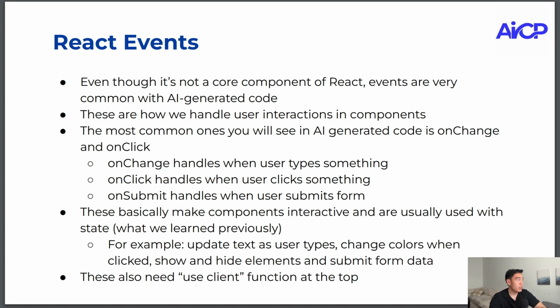So we had a button with the onClick event that would change the state of the button from liked to not liked. And then apart from this, we also have onSubmit, which handles when a user submits a form. So these basically make components interactive and actually are used with states, which we learned previously. So for example, you want to update the text as the user types. You want to change colors when it's clicked, which we saw in the previous example. You also want to show and hide elements and submit form data. And like React hooks, events also need a "use client" statement at the top of the code.